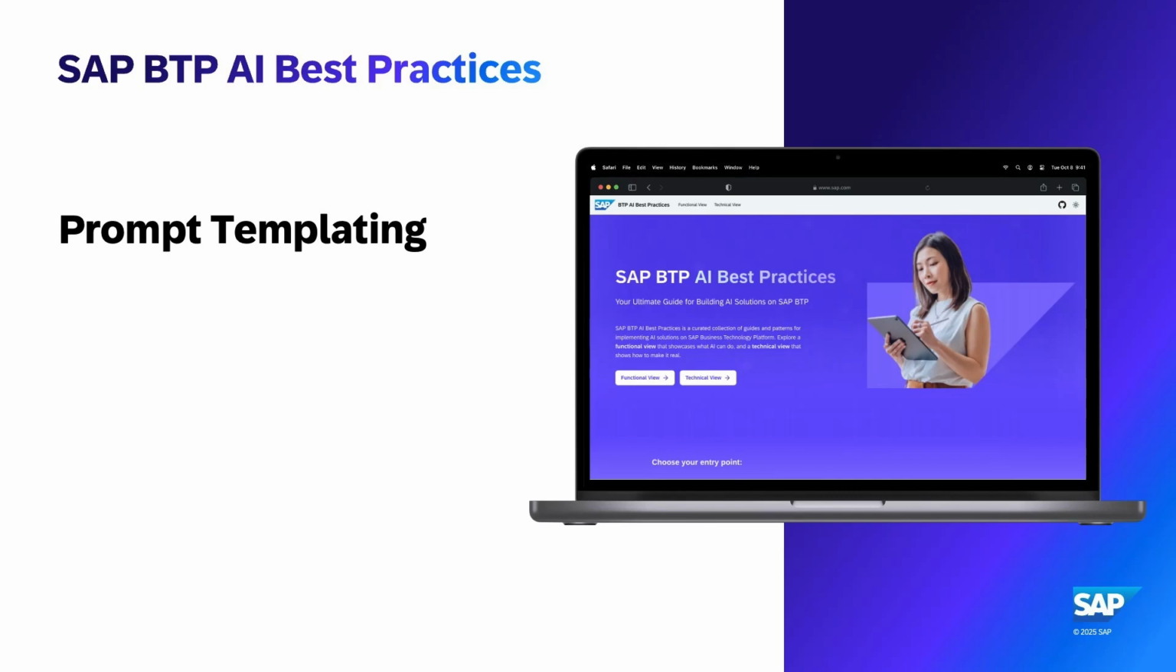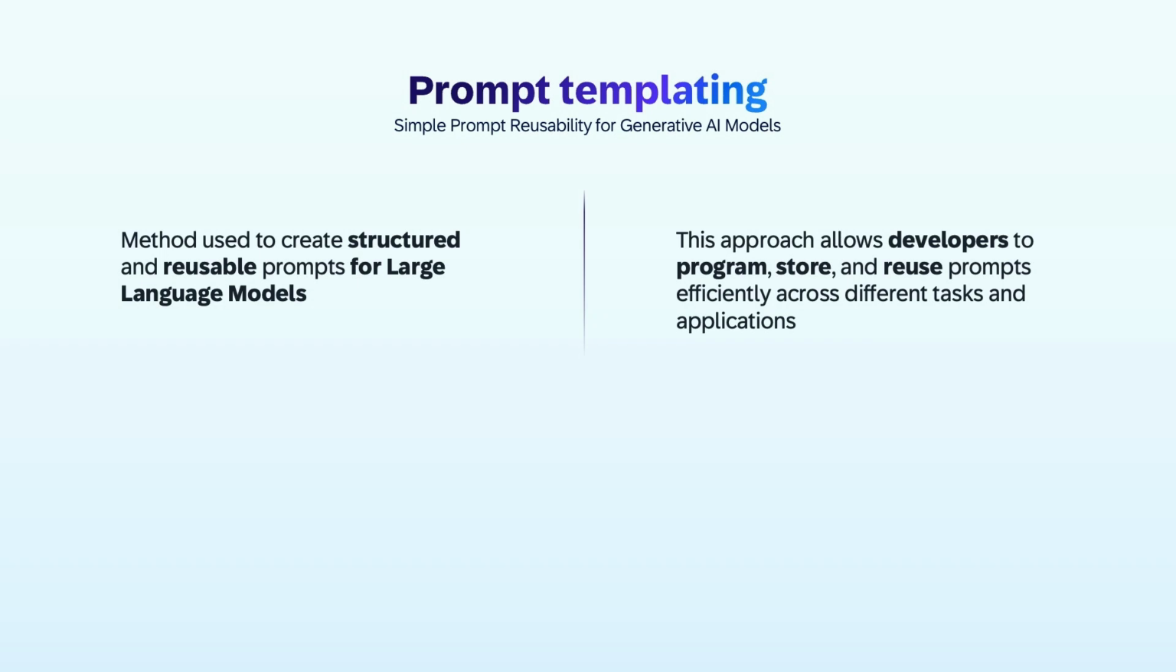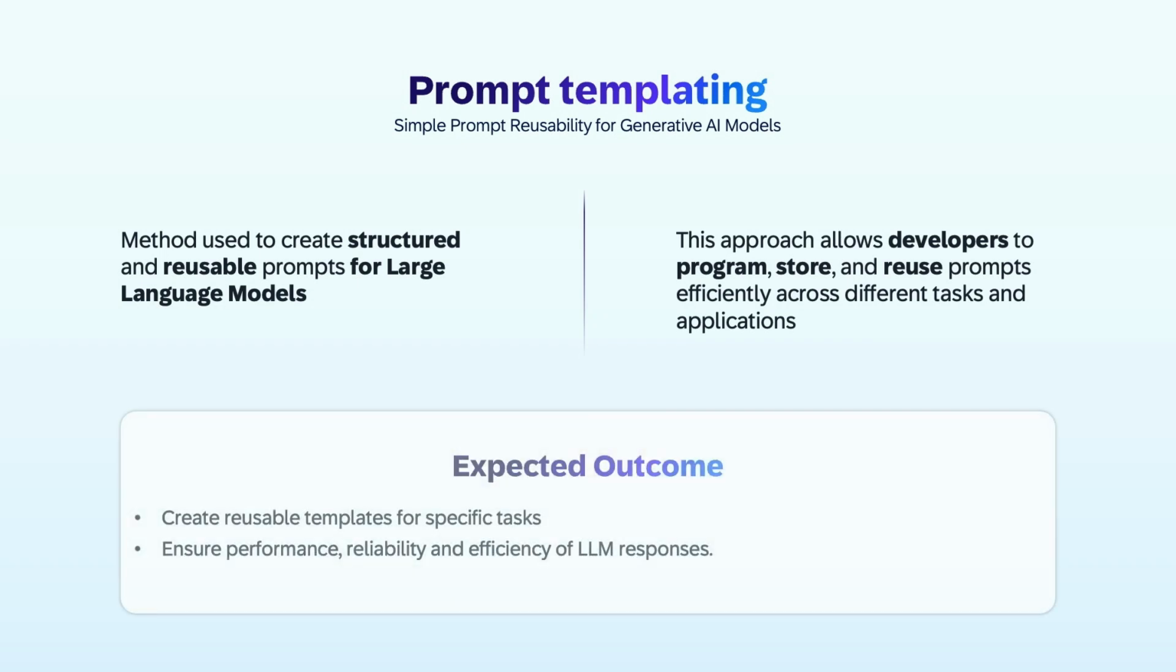Prompt templating is a structured approach to efficiently integrate AI models into business applications using SAP AI Core. Prompt templating is a method used to create structured and reusable prompts for large language models. This approach allows developers to program, store, and reuse prompts efficiently across different tasks and applications.